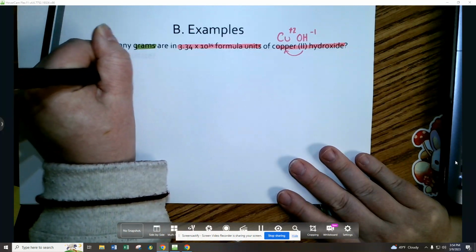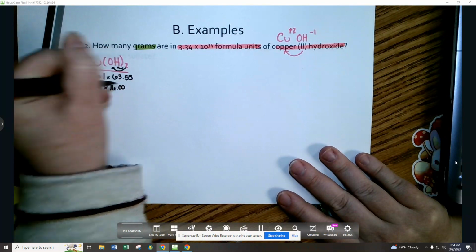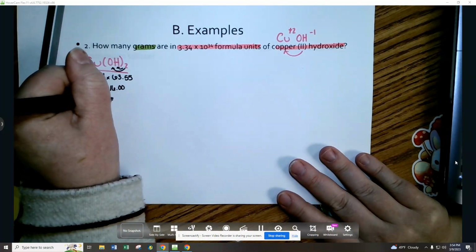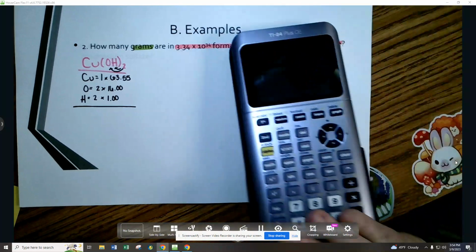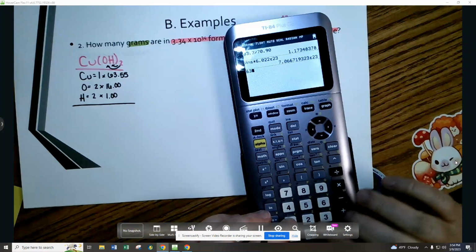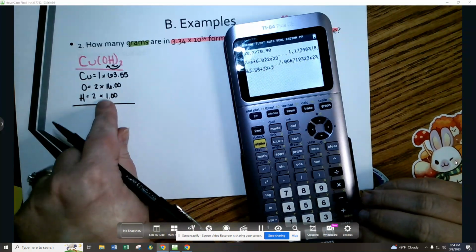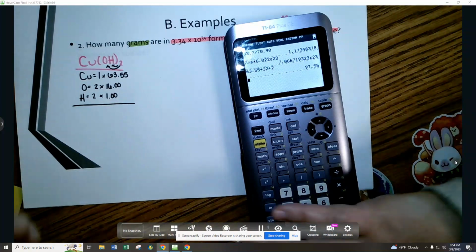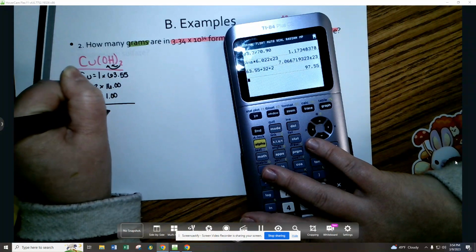63.55 is copper. Oxygen rounds to 16. And hydrogen, it's your preference, but a lot of times we just use 1 flat and call it good. So we just have to multiply and add things up. So 63.55 is going to get added to 32 and 2. I just multiplied these in my head. My grand total is 97.55 grams per mole.